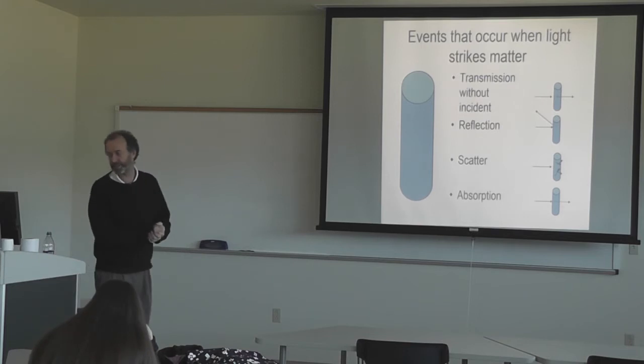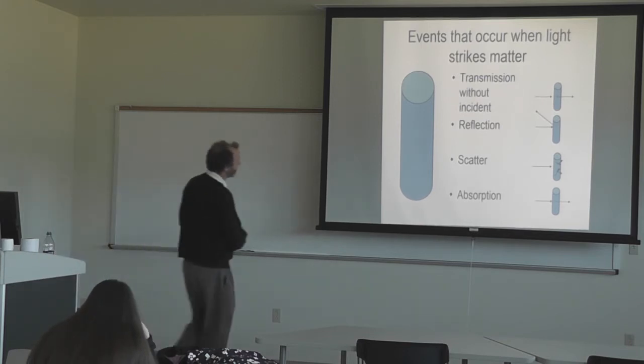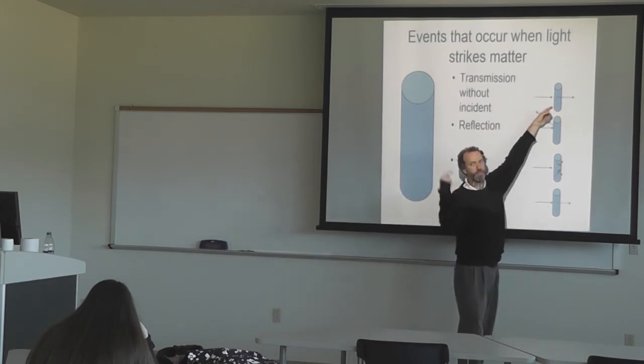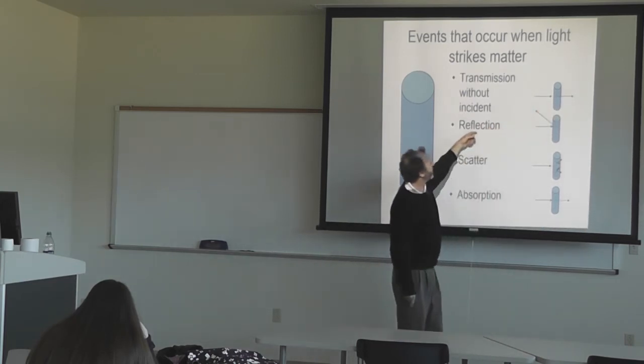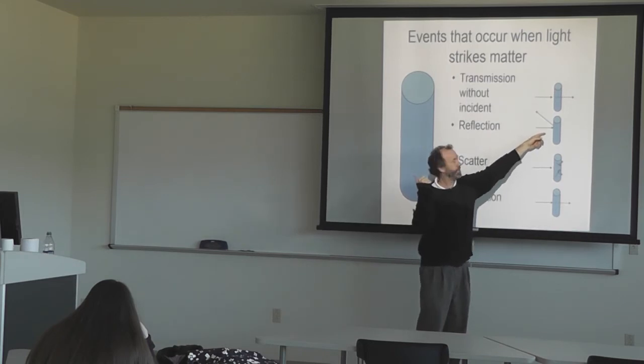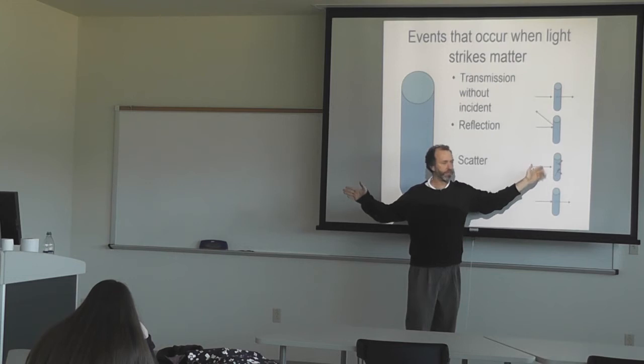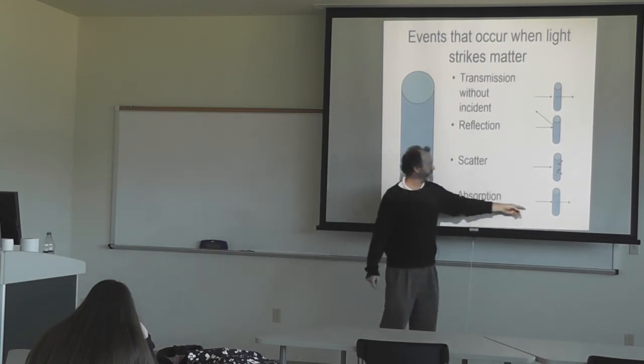So events that can occur when light strikes matter. You can get transmission without incidence, so nothing happens, you just go straight through it. Reflection, where it bounces off of it. Scatter, where it's scattered in one direction or the other. Or you can get absorption.